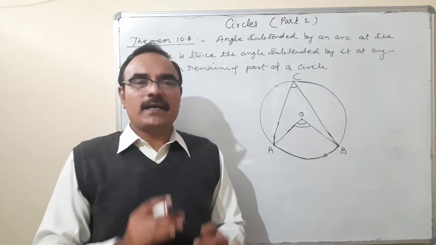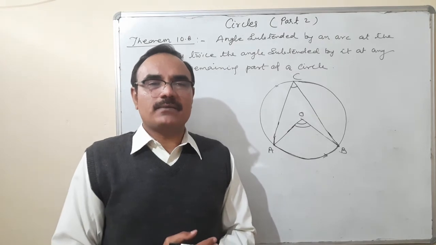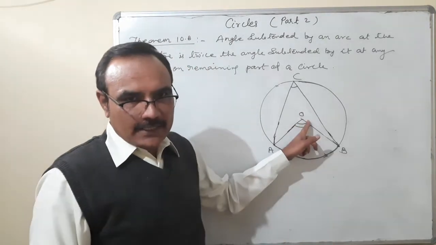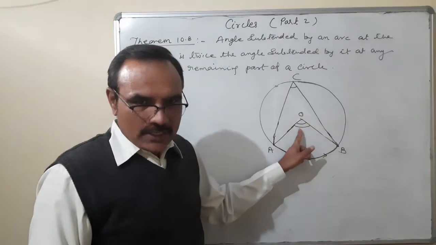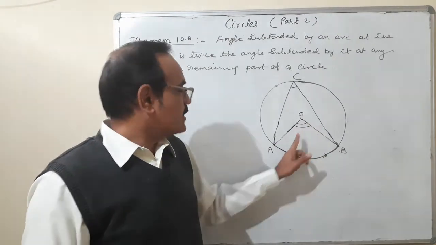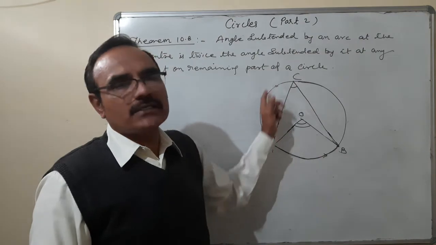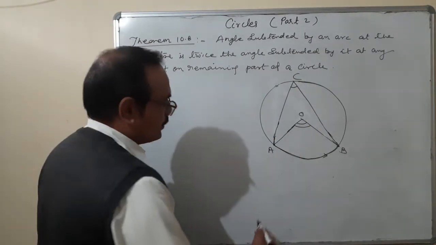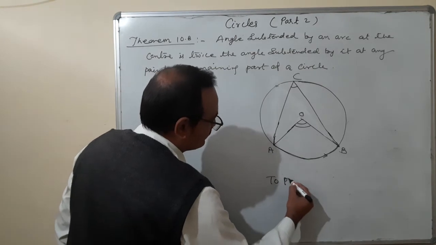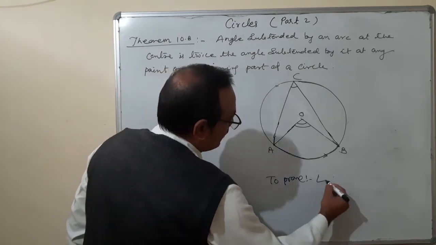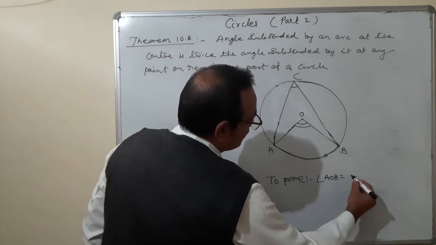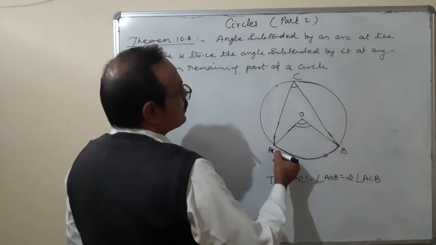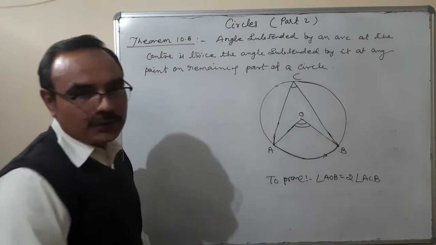Angle subtended by an arc at the center is twice the angle subtended by it at the remaining part of the circle. The angle subtended at the center by an arc is twice the angle subtended by it at the remaining part of the circle, anywhere. So we are going to prove that angle AOB is equal to twice angle ACB. Angle AOB is twice angle ACB. This we are going to prove.